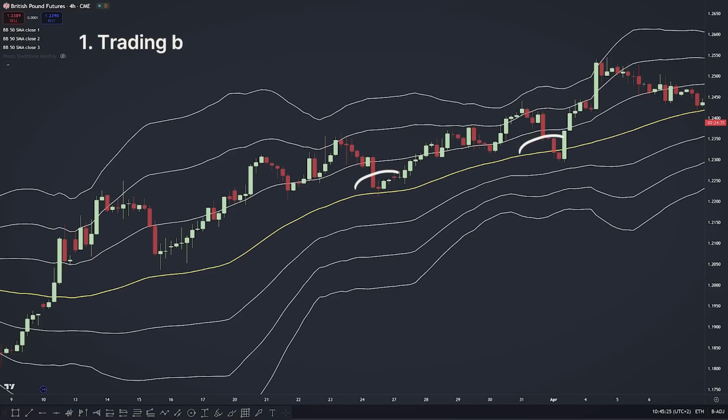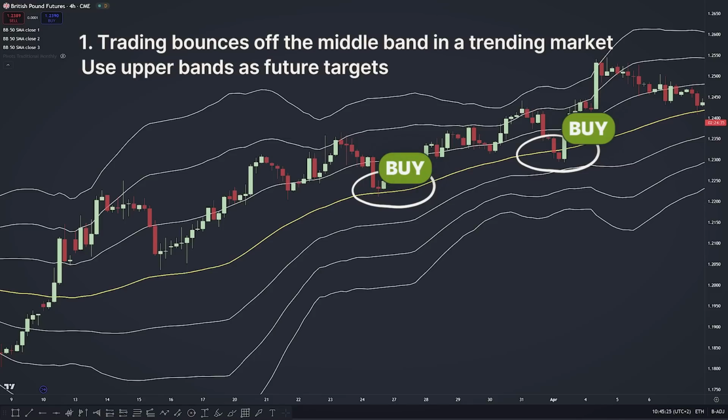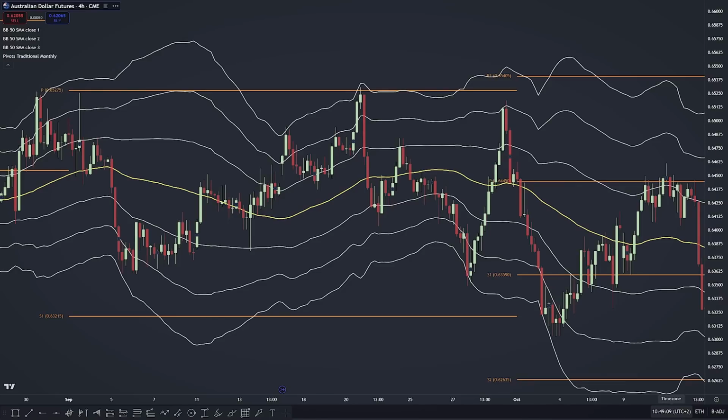One approach is to trade bounces off the middle band in a trending market. For instance, if the market is going up, you watch for price to pull back to the middle band. If price prints a bullish candle there, you buy, aiming for the upper bands as future target. Another approach is to fade an extreme if you see a strong reason.